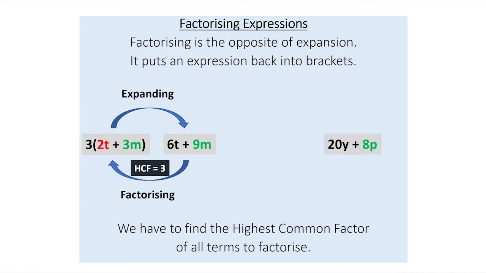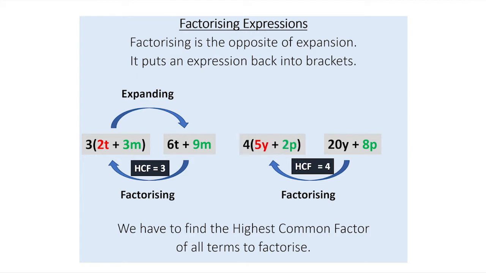Let's look at another one. Let's factorize 20y plus 8p. Our highest common factor between 20y and 8p is 4. 4 times 5y gives us 20y. 4 times 2p gives us 8p. This is our factorized expression.